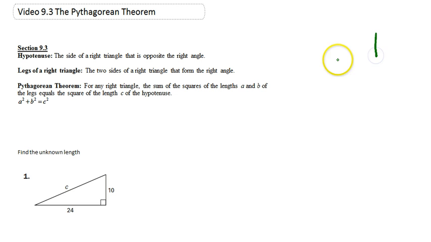If I take a line segment and attach another line segment, and they form a 90-degree angle, this is what we call a right angle. Now, if I connect these two lines, I now have what's called a right triangle. All right? Right triangles have special properties.